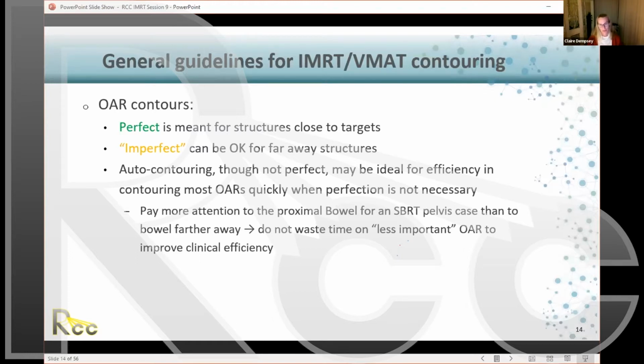So you always need to double check any auto contouring or auto segmented contours in your system. Again, if you're using auto contouring, focus on those structures that are closest to the target. So pay more attention to the proximal bowel in a pelvis case than bowel that's further away. So don't spend, I wouldn't say waste time, but don't spend too much time focusing on those organs at risk that are further away from you.